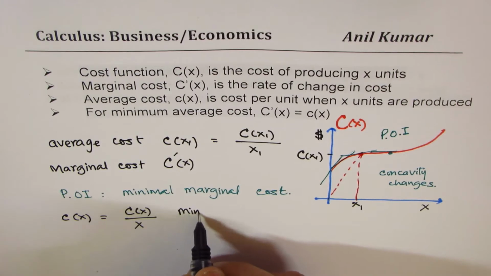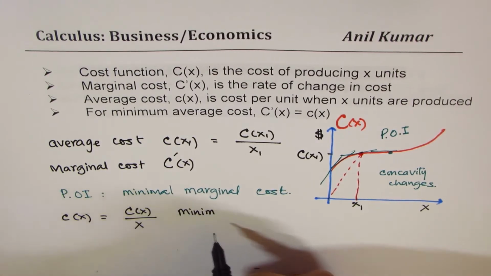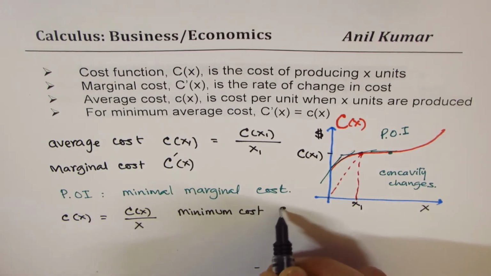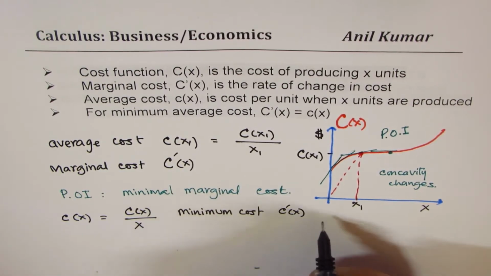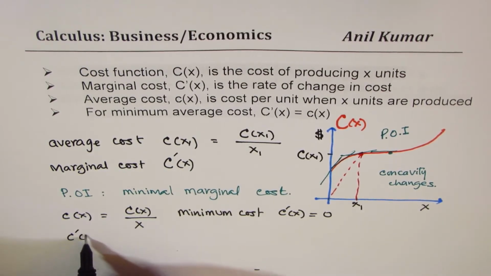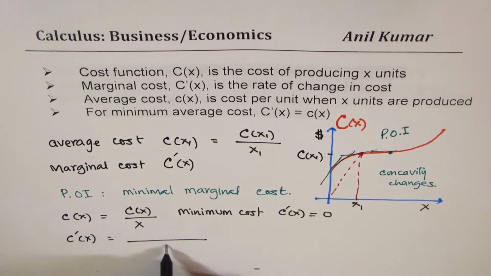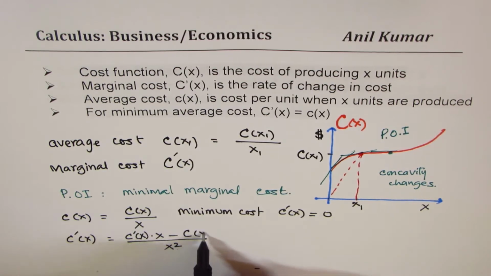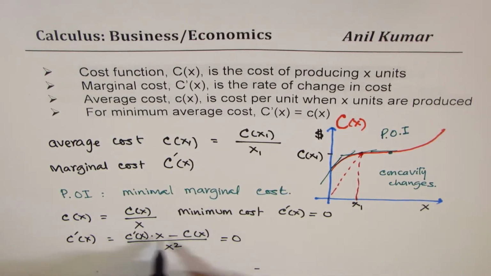For minimum cost, I need to find the first derivative and equate it to 0, right? So for minimum cost, the average cost derivative should be equal to 0. So applying the quotient rule, we get x squared in the denominator, and the numerator is the derivative of cost times x minus the derivative of x, which is 1, times c of x, the cost function. Now for this to be 0, the numerator should be 0, correct?